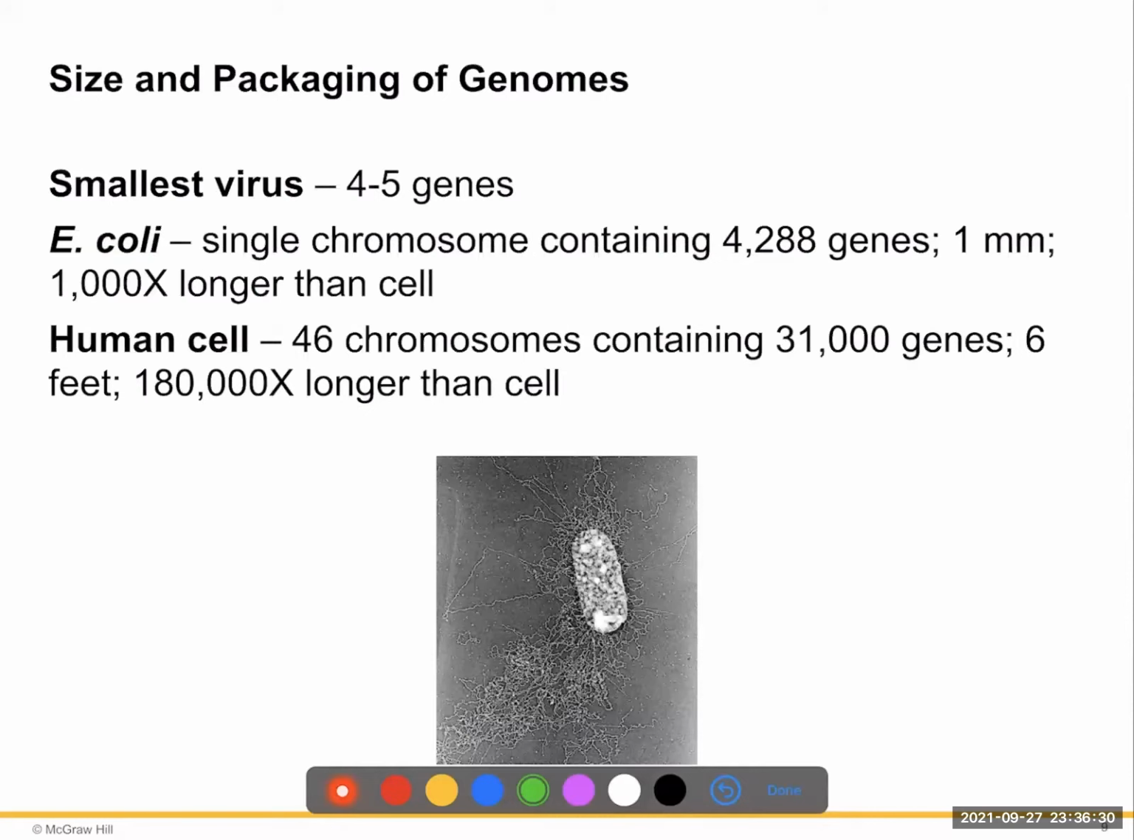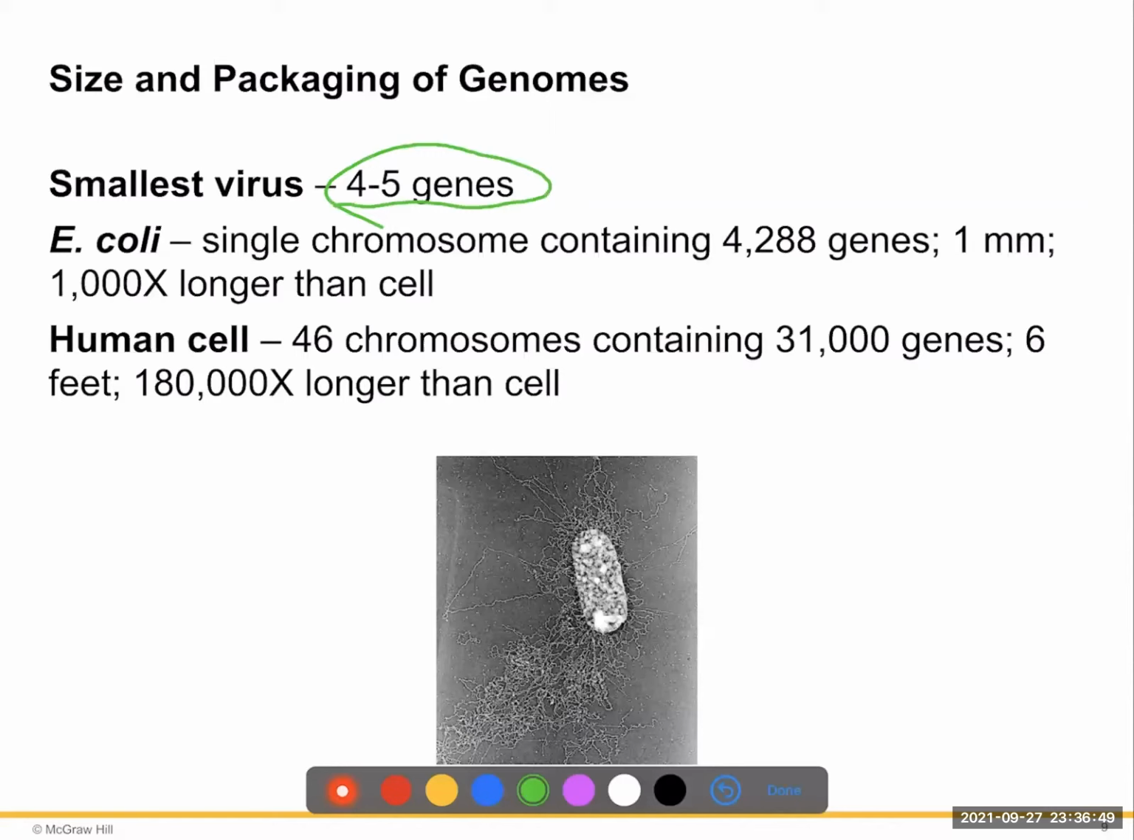The size of it: the smallest virus is 4 to 5 genes long. That's the smallest you got. E. coli is a single chromosome that contains about 4,288 genes, roughly about 1 millimeter long. It's about 1,000 times longer than the cell itself, because remember, it coils around.